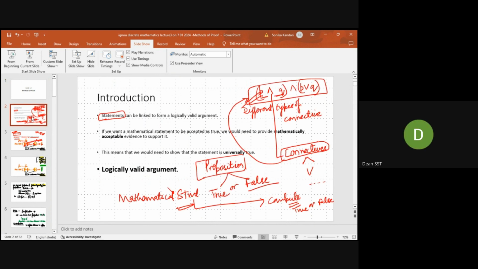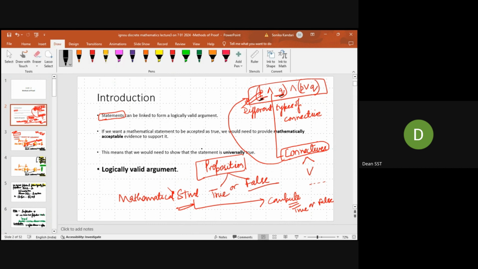So this is our first slide. Introduction. Here I have shown you that we are connecting different statements with the help of logical connectives. Is it visible? Yes. Okay.